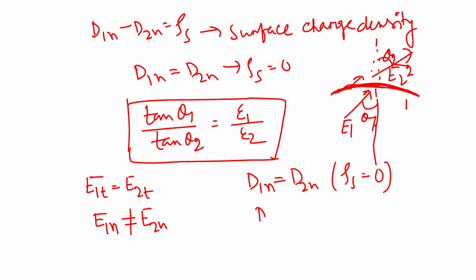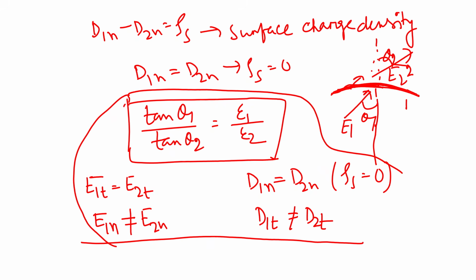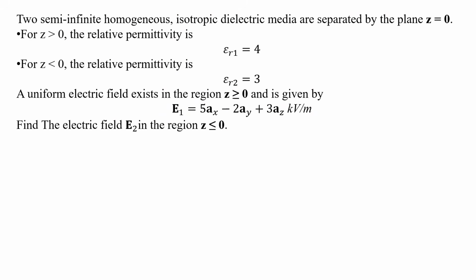And here in case of flux density, we can prove that D1t will not be equal to D2t. So these are some important formulas related to boundary condition of electric field between two different dielectric media. Now, let us try to solve one numerical on boundary conditions for electric field.